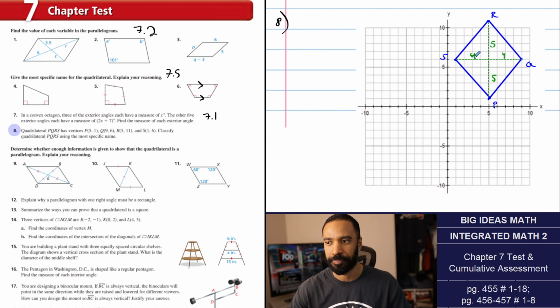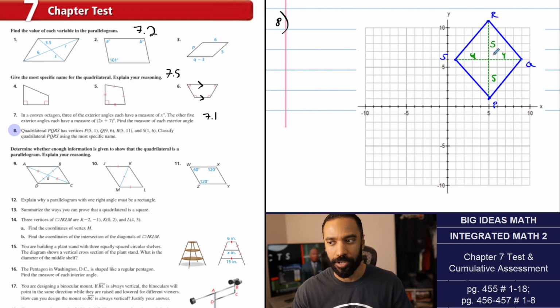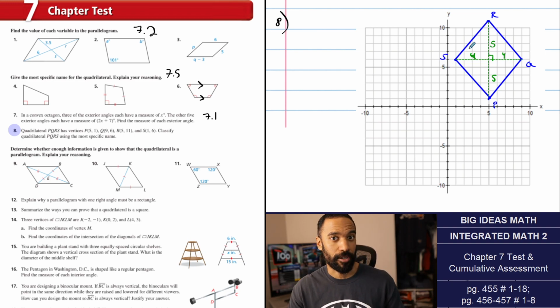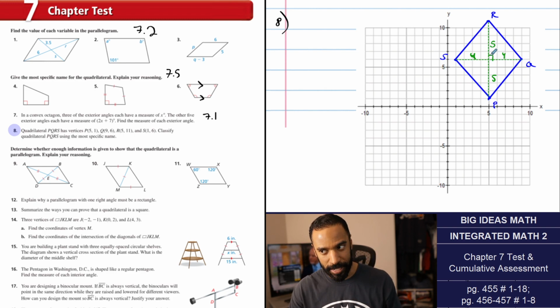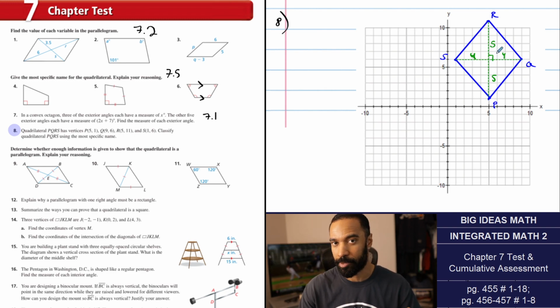Okay, this tells me a lot. The diagonals bisect each other. That makes it a parallelogram. However, being vertical and horizontal, the diagonals are also perpendicular to each other. That makes it a rhombus and a parallelogram, right? It's a parallelogram because of the bisected part, but the perpendicular part makes it therefore a rhombus more specifically.